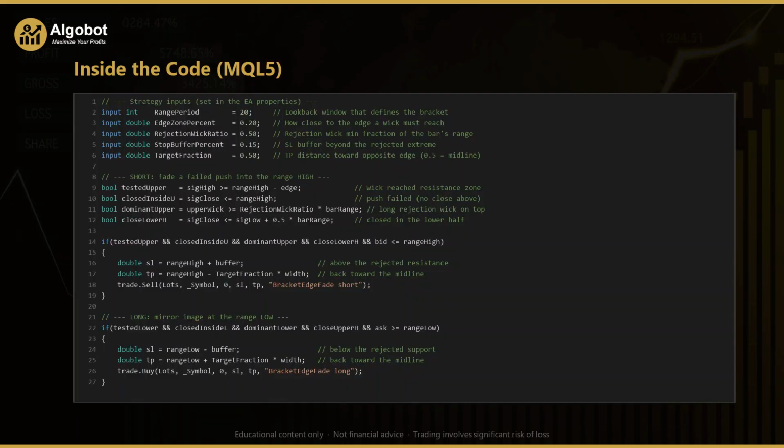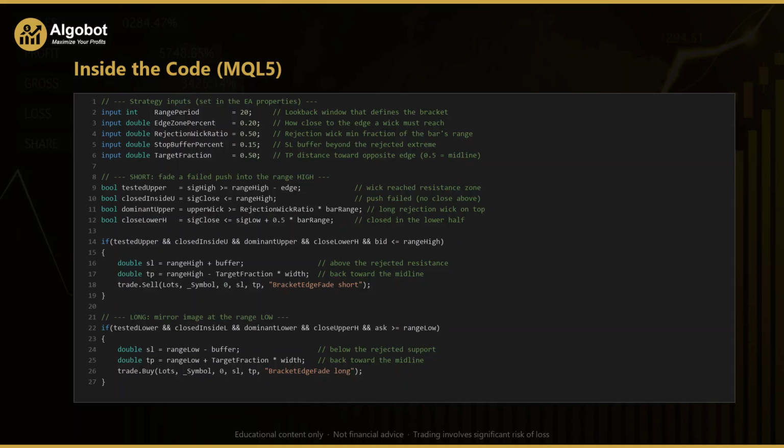At the top are the input parameters you can tune. Range period is the look-back window that defines the bracket. Make it larger, and the range is drawn from a longer stretch of history. Edge zone % controls how close to the edge a wick must reach to count as a test. A smaller value demands a more precise poke.